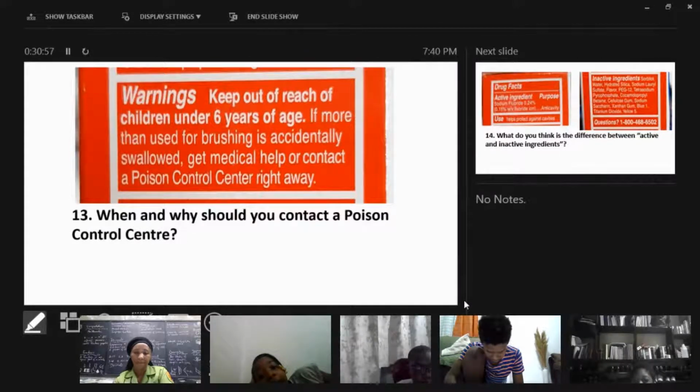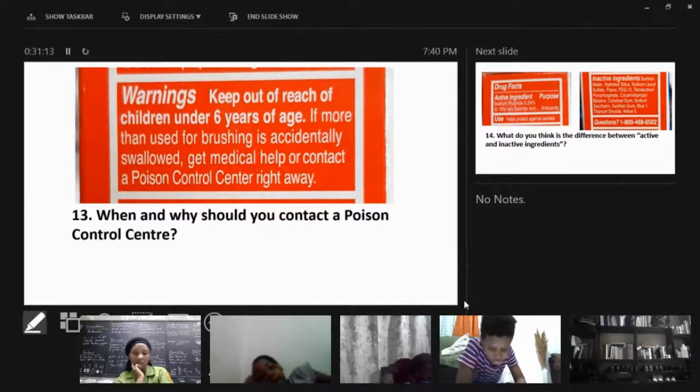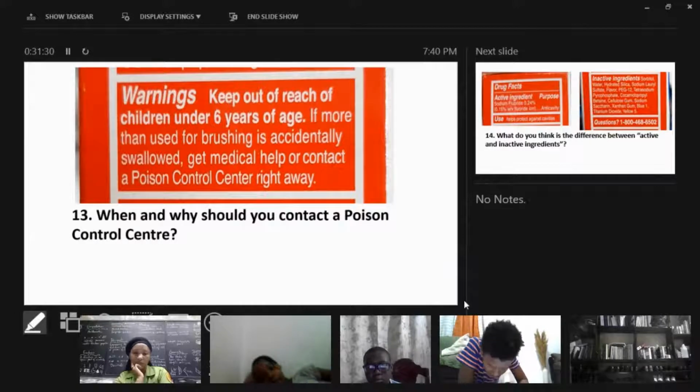When and why should you contact a poison control center? Oh, sorry, I must read the label. Warnings. Keep out of reach of children under 6 years of age. If more than used for brushing is accidentally swallowed, get medical help or contact a poison control center right away.